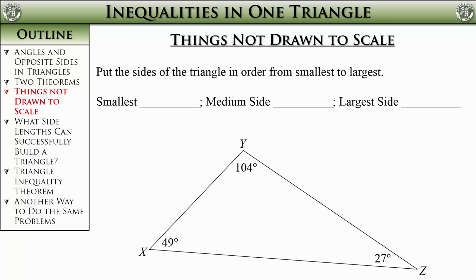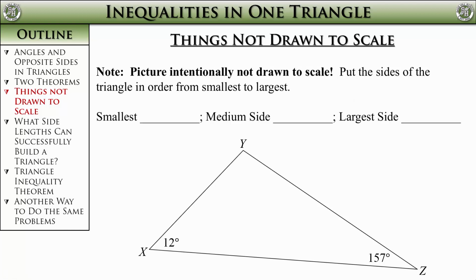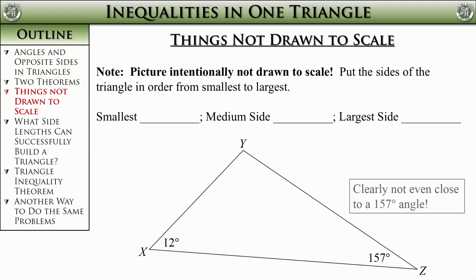In these types of problems, it's common for you to see it like this. The problem will say that the picture is intentionally not drawn to scale or something similar. Just to warn you not to trust your ruler or whatever to come up with the answer. You must use the concepts. And it shouldn't take you long to realize in this picture that this angle is nowhere close to measuring 157 degrees. You must use your concepts.